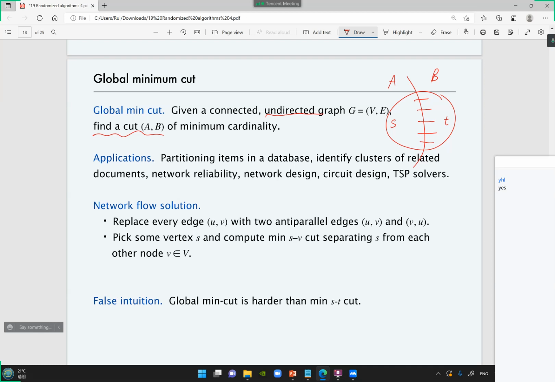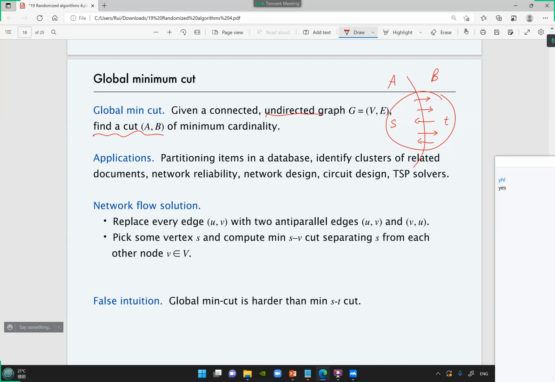So there are two differences between global min cut and ST cut. One difference is that in ST cut, the edges have directions. For example, some of these edges might be going from S to T, in which case from A to B, and you count them in the ST cut. But you could have other edges which go from the B side to the A side, and you do not count them. Whereas in global min cut, we're dealing with an undirected graph, so you simply count all of the edges which go between A and B. So that's one difference.